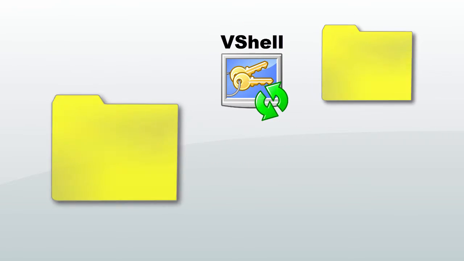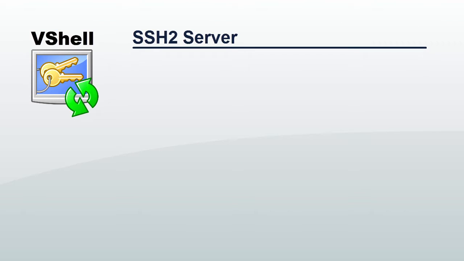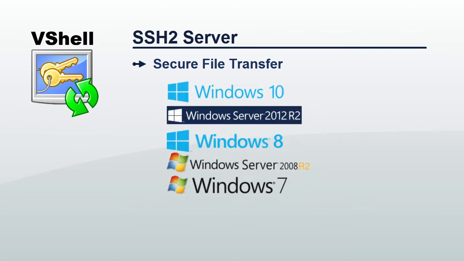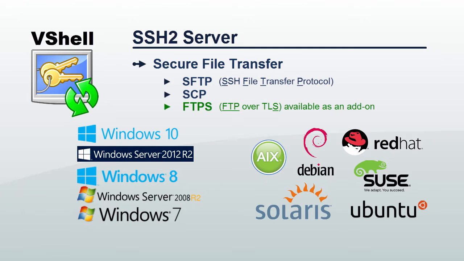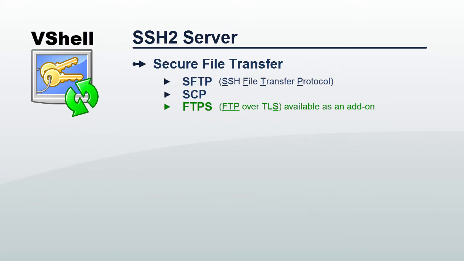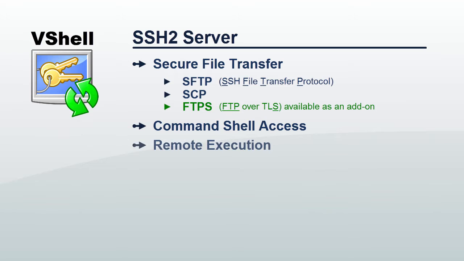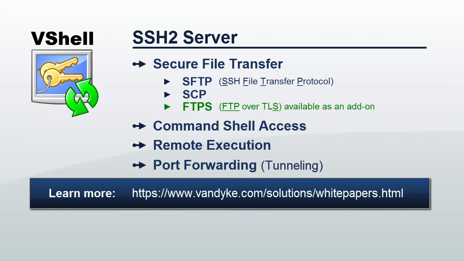You use VShell. VShell is a full-featured SSH2 server specializing in secure file transfer for Windows and various Unix platforms. VShell primarily supports the SFTP and SCP file transfer protocols. And VShell also has an add-on for FTPS file transfers using TLS. In addition to secure file transfer, VShell provides command shell access, remote execution, and port forwarding or tunneling capabilities. You can learn more about the SSH2 protocol and its security features in our Secure Shell white paper.